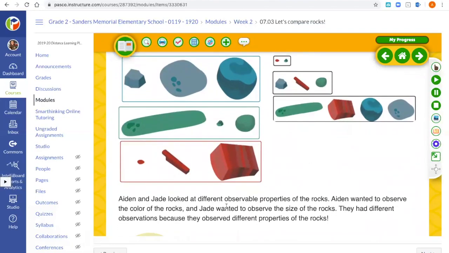Aiden and Jade looked at different observable properties of the rocks. Aiden wanted to observe the color of the rocks, and Jade wanted to observe the size of the rocks. They had different observations because they observed different properties of the rocks.